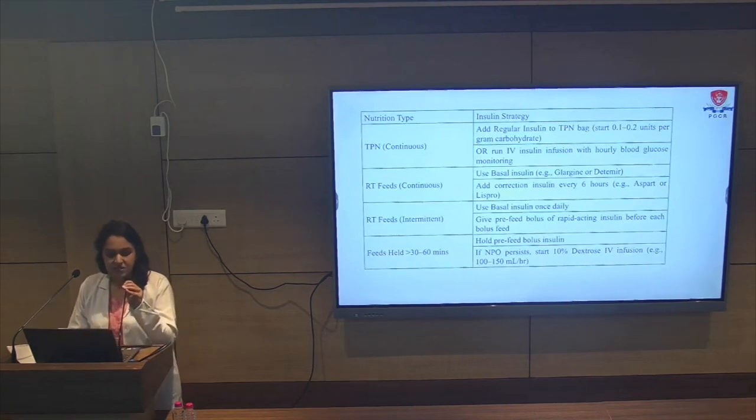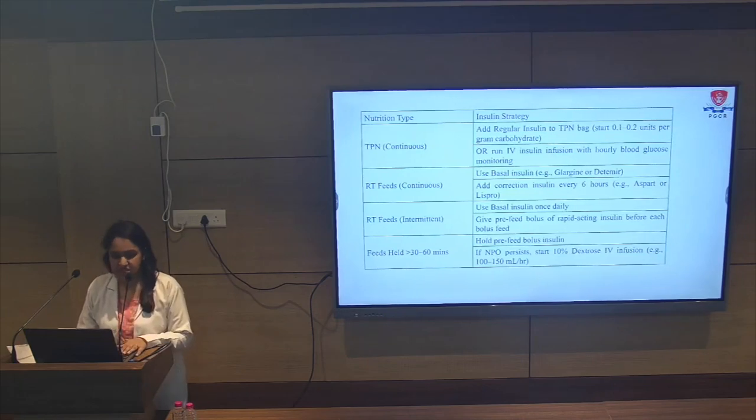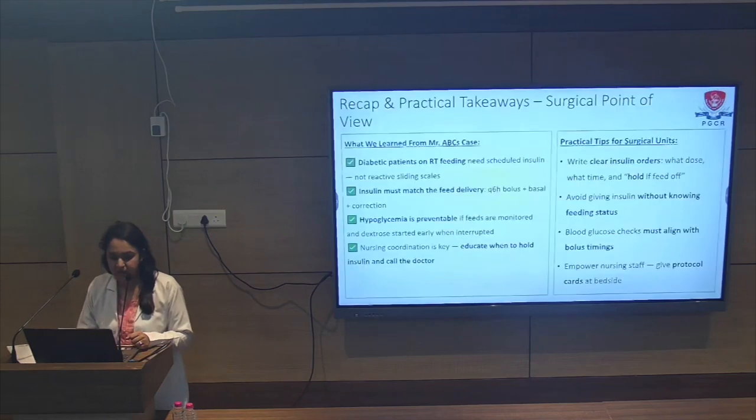If the patient is on continuous RT feeds, we use basal insulin and add correction insulin every 6 hours. If the patient is on intermittent RT feeds, we use basal insulin once daily, and give a pre-feed bolus of rapid-acting insulin before each bolus feed. If the feeds are held for more than 30 to 60 minutes, we hold the pre-feed bolus, and if nil per oral persists, we start the patient on 10% dextrose IV infusion.